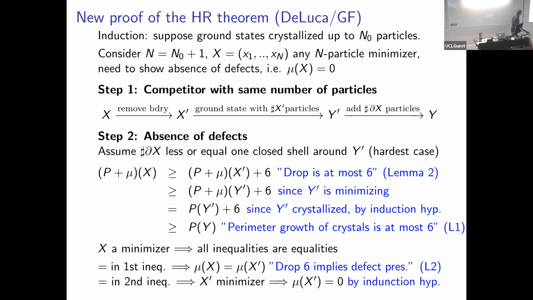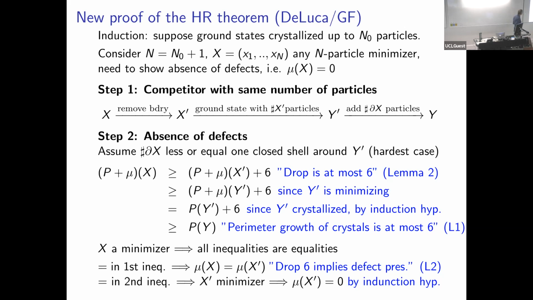So we assume here that the number of particles that I removed is less than or equal to one closed shell around the Y prime. If it's more than that, the argument becomes easier. So we assume that the number of boundary particles I removed is less than or equal to one closed shell around this true ground state with fewer particles. And then we do the following calculation.